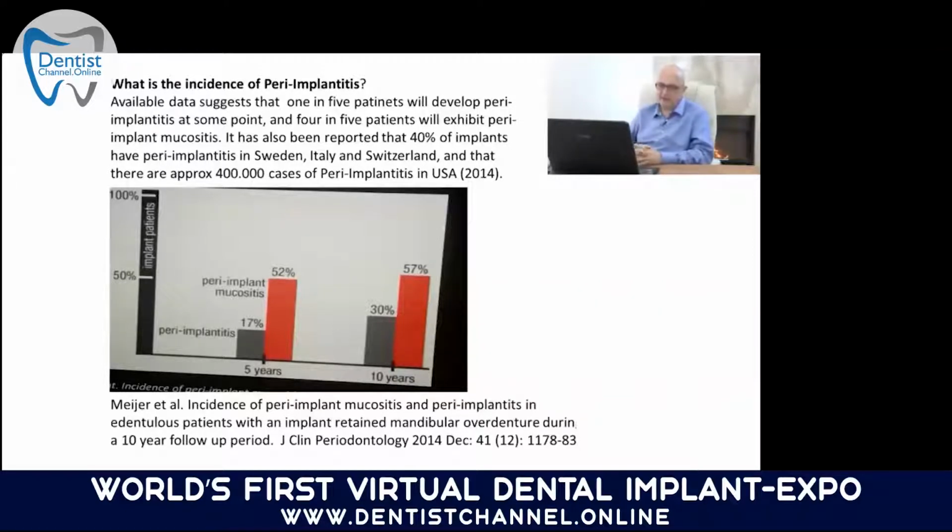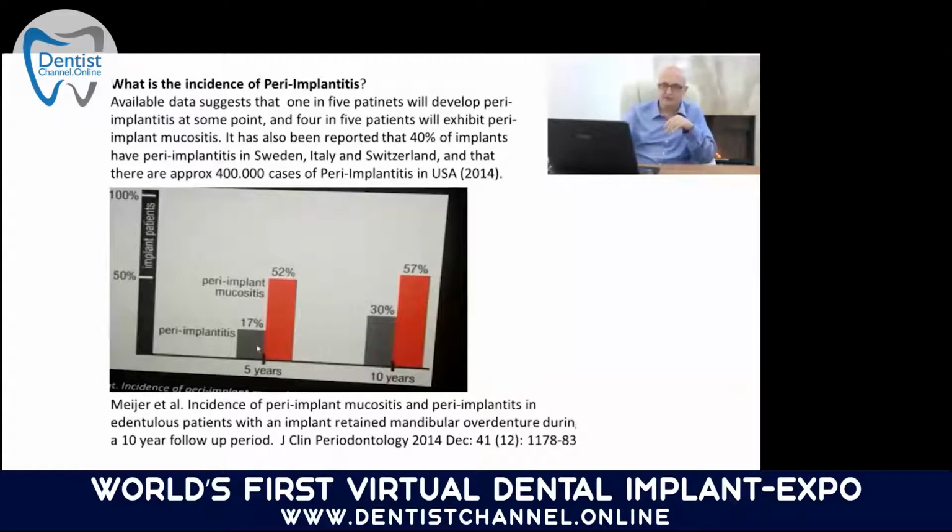Now, looking at the statistics, you see that Meyer et al. found in 2014 that after 5 years, 17% of the implants show periimplantitis, and after 10 years, 30% of the implants show periimplantitis. Periimplant mucositis is a little bit more, of course. It's like an early stage of periimplantitis. Keep in mind that this study was done exactly here in the anterior mandible, and this is, if you ask me, a good way to make a study so that there's not a lot of periimplantitis. I would also do it here, because it hardly happens here. So that's what they did.